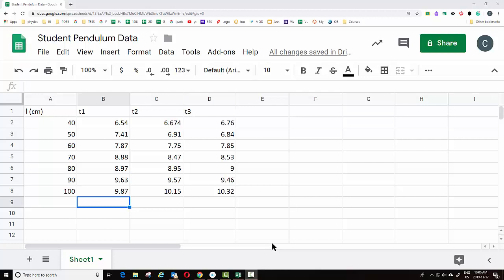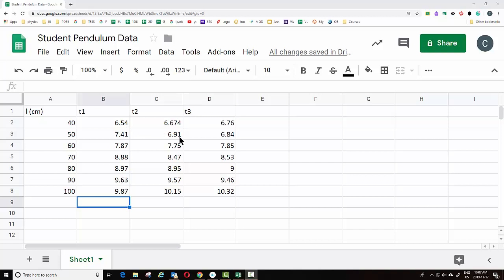So we want to take a look at how we can use Google Sheets. It's a really effective tool for our data tables and making scatter graphs and just generally helping us do our labs quickly and effectively. So what I've got here is some student data as they wrote it down. It was a pendulum experiment. I've simply put it into Google Sheets. The student varied the length of their pendulum from 40 to 100 centimeters, and say at 40 centimeters they did 3 trials. So this is all their raw data.